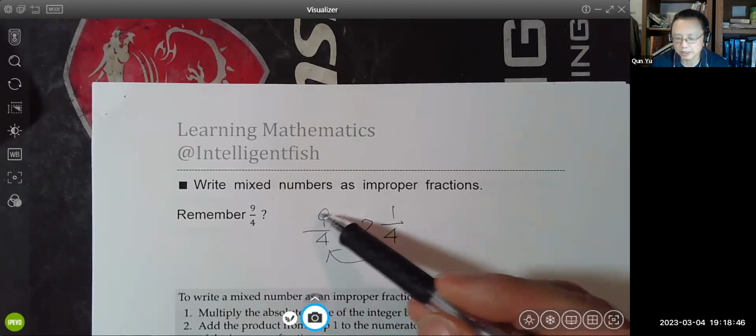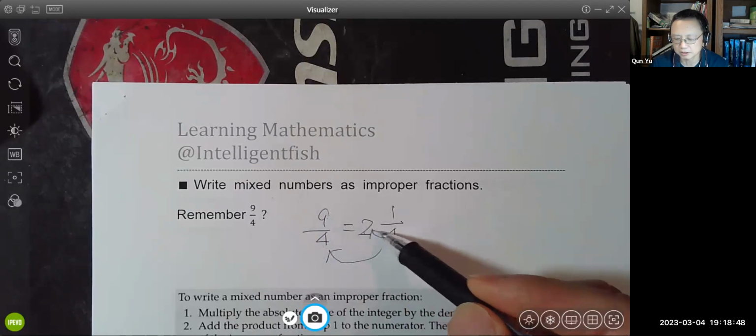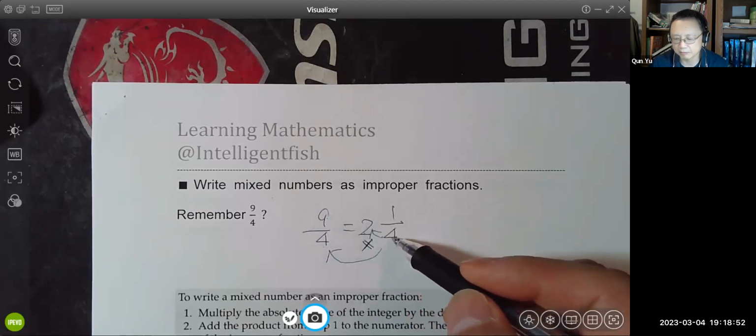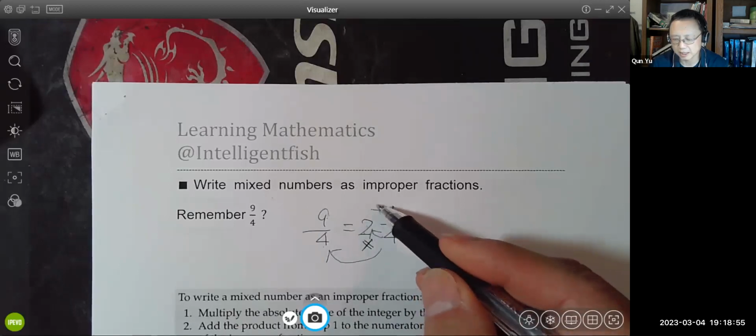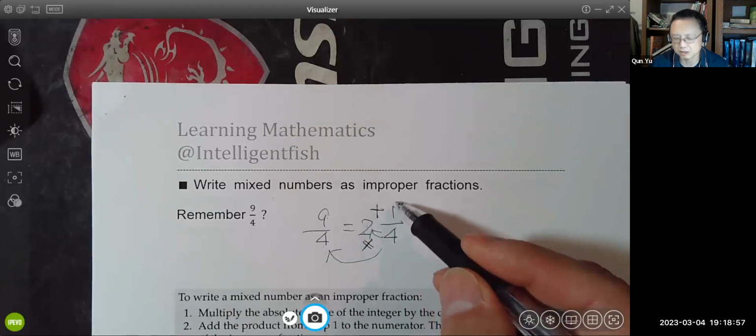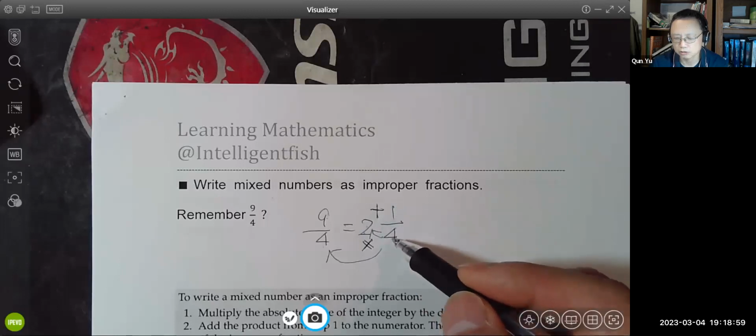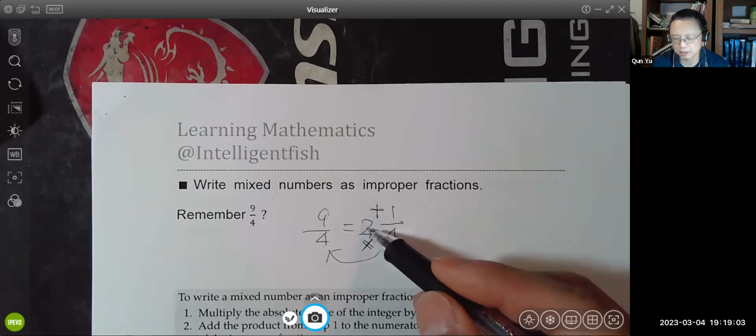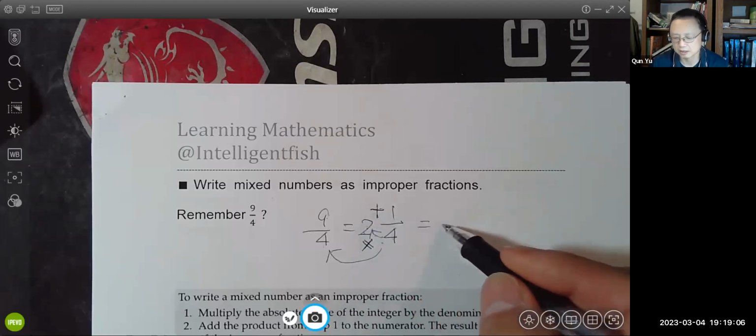When we divide by 4, we get 2. Now we want to go back. That's why we multiply these two together. Multiply, then after we multiply, we get 8. Then add this numerator. 4 times 2, add 1. Multiply, add. Multiply, add. So we get 9 over 4.